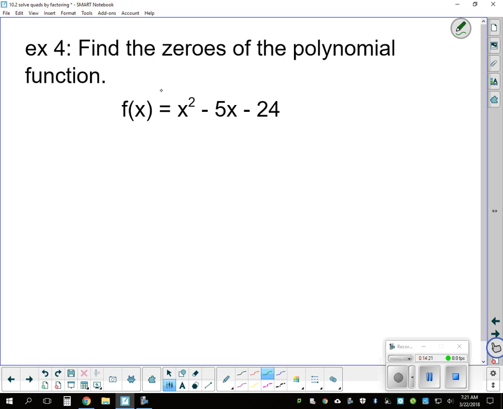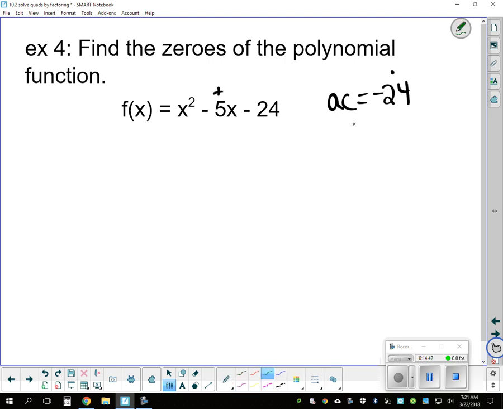Is it set up right? Sure. ax squared plus bx plus c equals 0. a is positive. We're good to go. Is there a GCF in all the terms? No. How many terms are there? 3. So AC is -24. What multiplies to -24 and adds to 5?